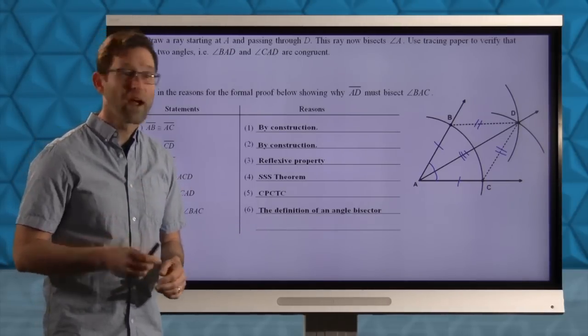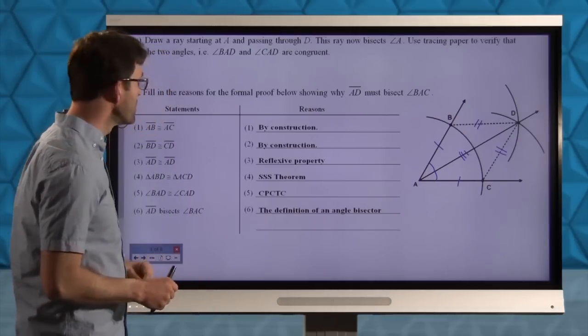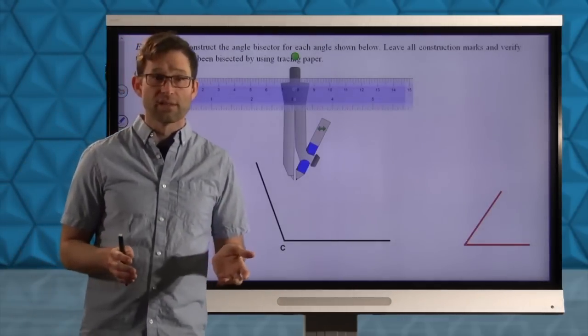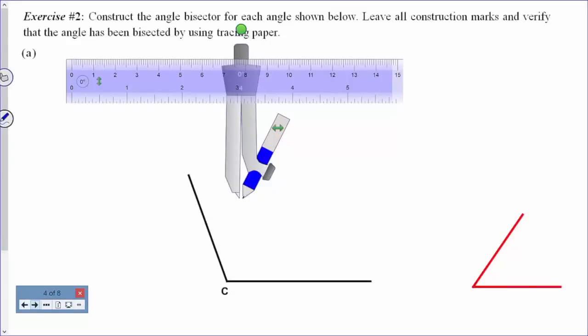All right, let's get some more practice with this. This is a fun construction. I like it a lot better than some of the other ones I've done simply because it's relatively easy. So let's take a look. Exercise number 2. Construct the angle bisector for each angle shown below. Leave all construction marks and verify that the angle has been bisected by using tracing paper.